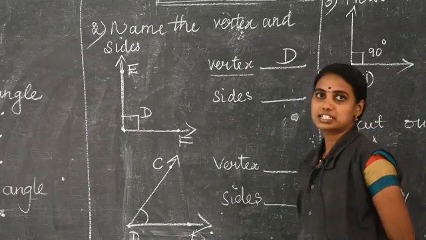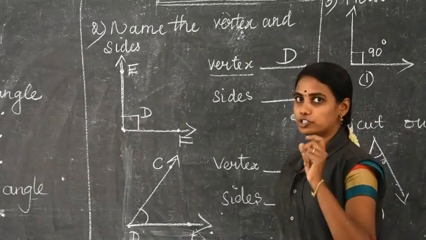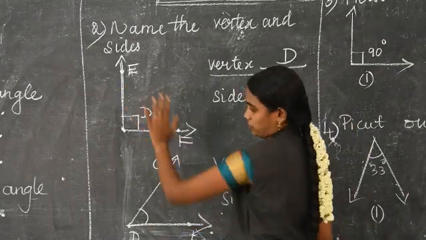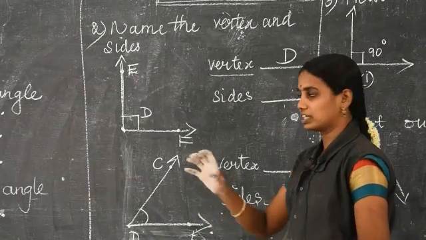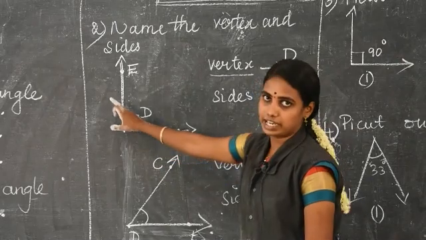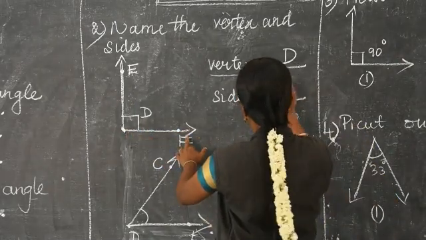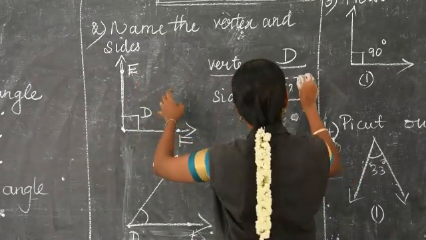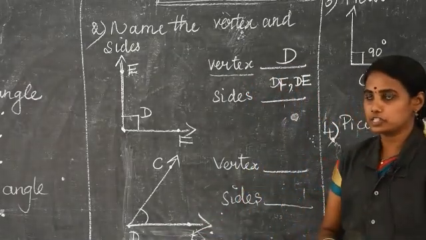Sides. What are sides? A side has a two letter name. Don't mention only one letter. The ray, line segment, everything we can tell as sides here. We can tell these two rays as sides. So DF and DE, two letter names for the sides.